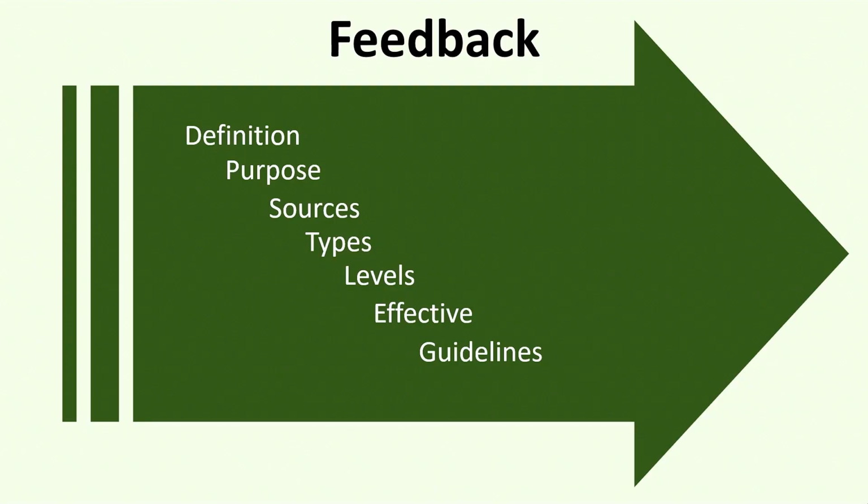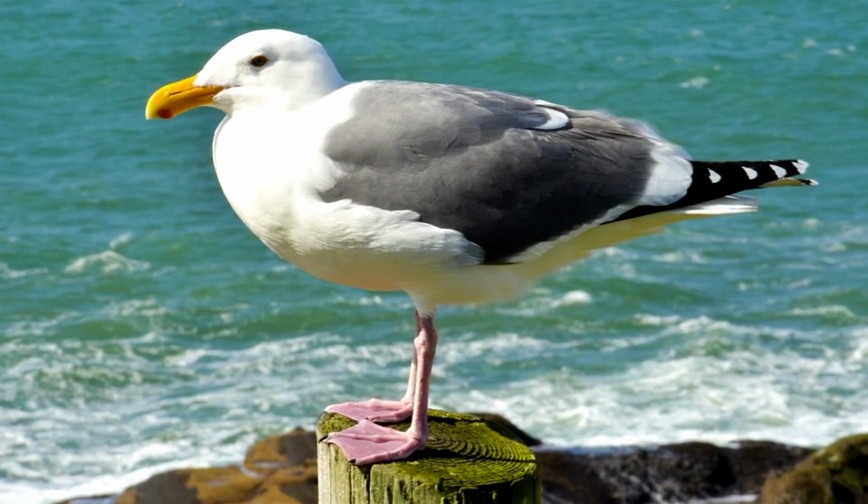So today what we looked at was the definition of feedback, the purpose of feedback, some of those sources you can derive that feedback from, the types, levels, effective feedback, and then some of those guidelines and helpful hints on giving that effective feedback. So basically at the end of the day, when you're giving feedback to your individuals, you don't want to be that seagull that just swoops in, makes a bunch of noise, rains on everybody's parade, and then just dips out and leaves them with no effective feedback or positive feedback to do better.